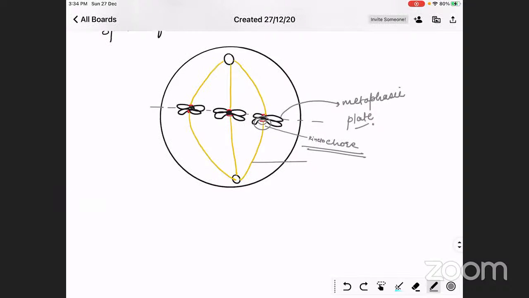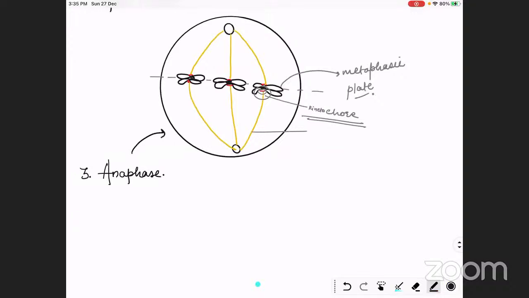the third stage is the anaphase. At the onset of the anaphase, each chromosome is arranged at the metaphasic plate. So basically, this is the initiation from this cell. There will be initiation of the anaphase.